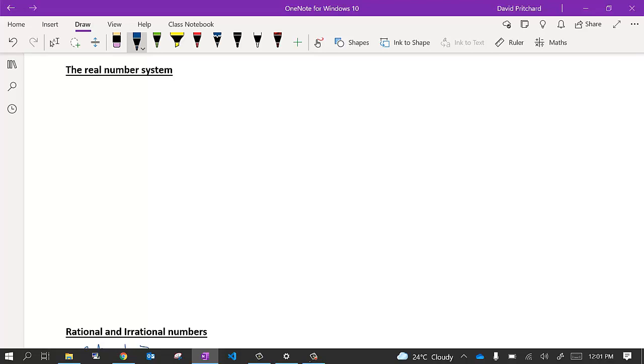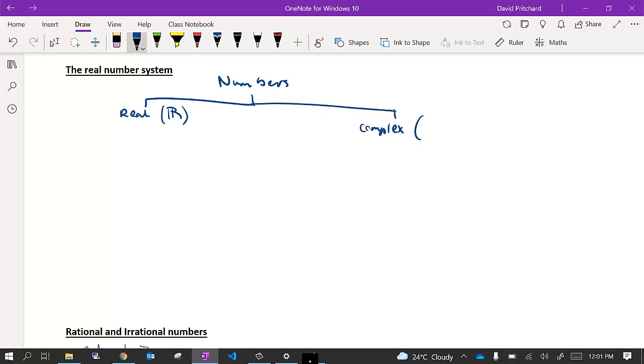So if we start by looking at all numbers and noting that it breaks into two sides, we've got the real number system, represented by that set, real numbers, and the complex number system, represented by this symbol. Now, complex numbers is something we'll go into at a later date. I'm not going to talk about it at all really now. We'll just say that it includes imaginary numbers, which is i, the square root of -1.